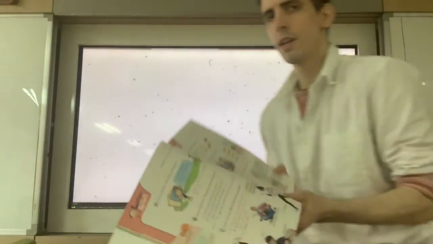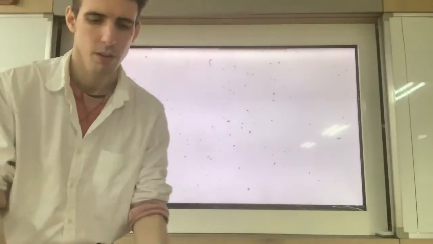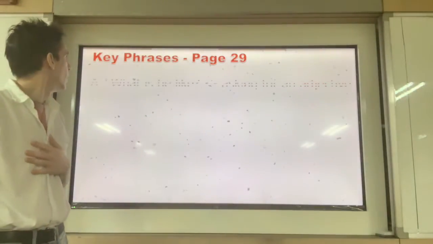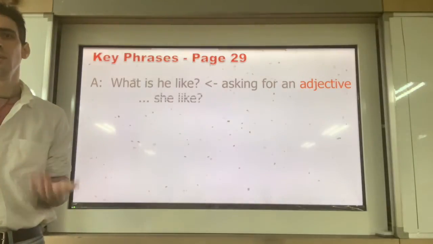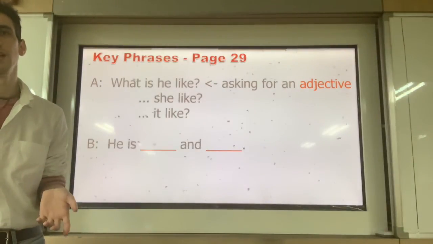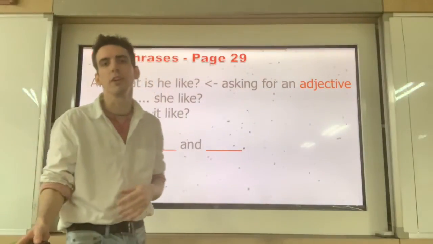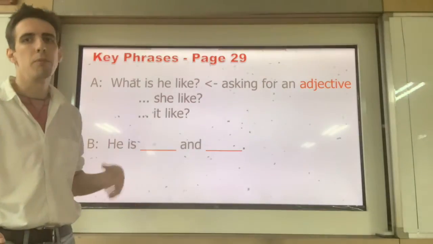Okay, now let's look at this page. Page 29, listen and speak two. Got some more key phrases to do. Okay, page 29. All right, we're asking this question. What is he like? What is she like? What is it like? So we're asking for an adjective. So adjectives are in orange. He is, she is, it is, blank and blank.